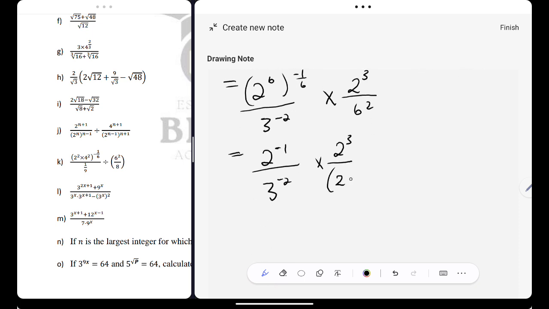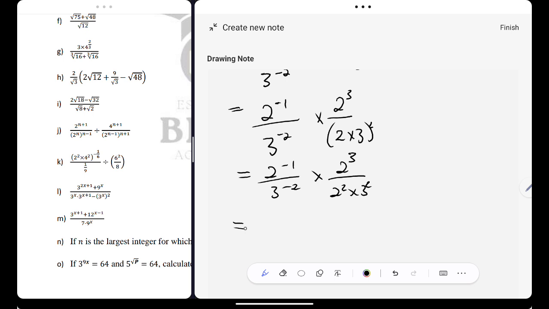The 6 you can write as 2 multiplied by 3 all squared. The aim is to have the same bases. Now I have the bases of 2 and the others of 3. 2 to the minus 1 over 3 to the minus 2 multiplied by 2 all over 2 squared and 3 squared, like this. The bases of 2, the ones that are at the top, are multiplying one another, so I'm going to add the exponents. And the one that is at the bottom is subtracting, so I'll have something like this.